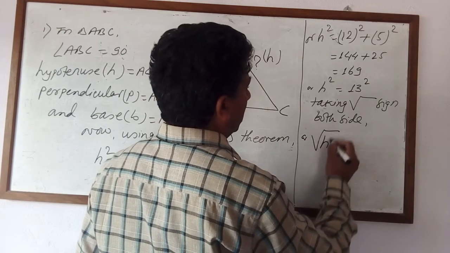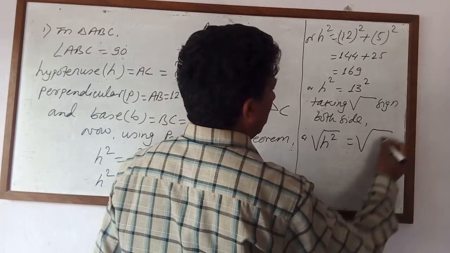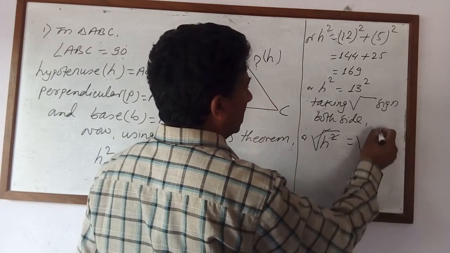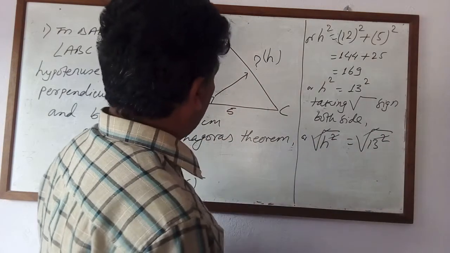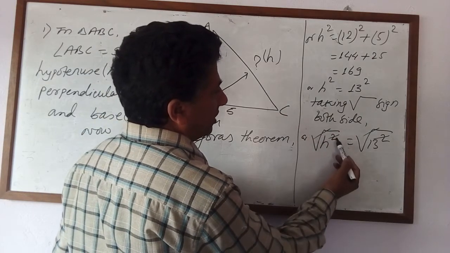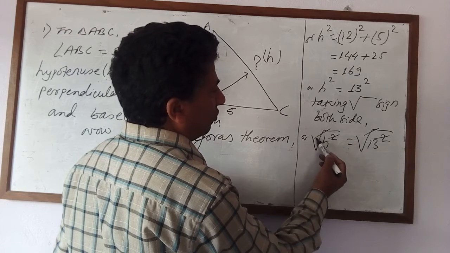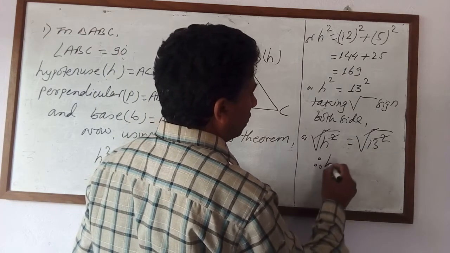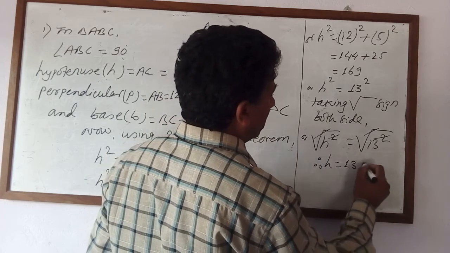Now again this square, both sides we are taking. Now this and this cancel, this and this cancel, because of the laws of indices. Here also 2, here also 2, when they are the same, that will be cancelled. Therefore H equals 13 centimeter.